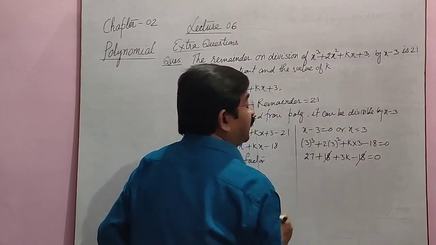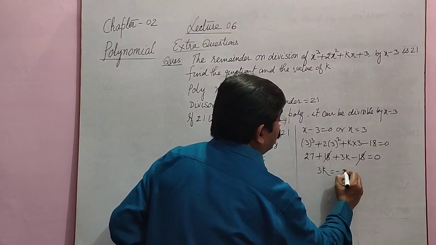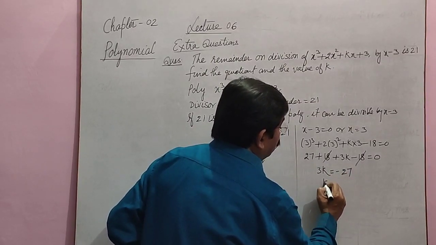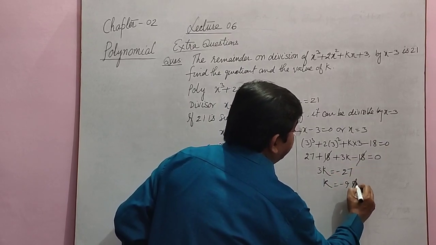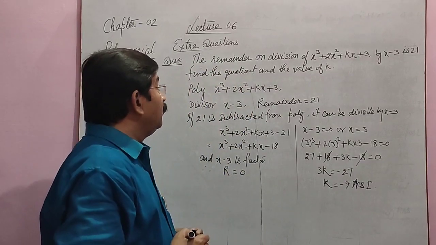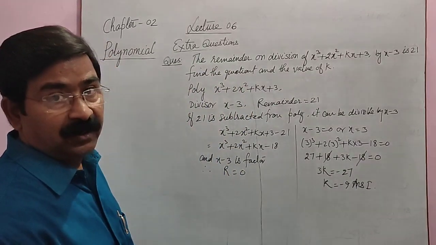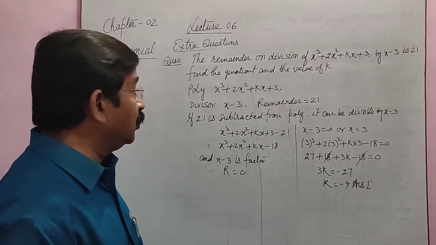Minus 18 plus 18 will go. So we have 3k is equal to minus 27. So k is equal to, 3 nines are 27, minus 9. This is one of your answers. Now we have to find the quotient. It can be solved easily. Now you have to do this yourself.